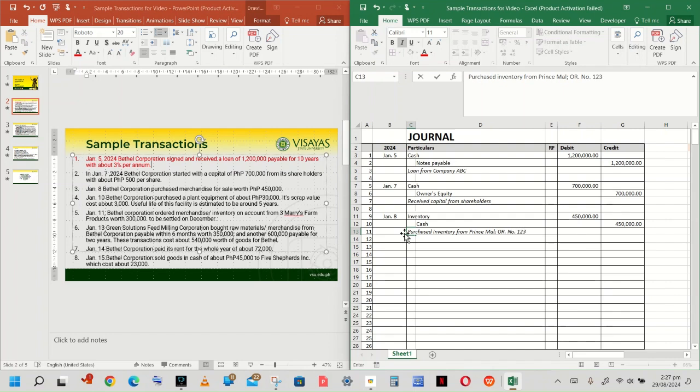All right. Next transaction. So we're done with the third transaction. We will be proceeding to the fourth transaction. This is January 10. So on January 10, Bethel Corporation purchased a plant equipment of around 30,000 pesos.